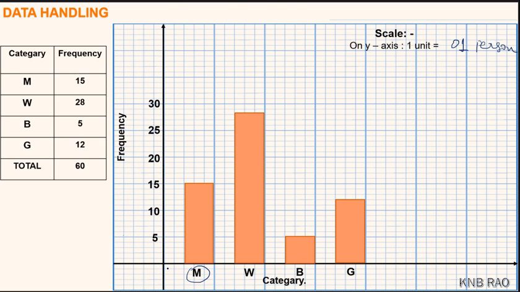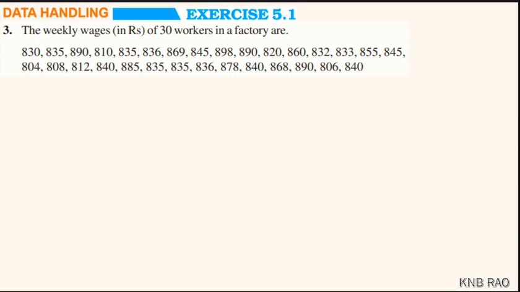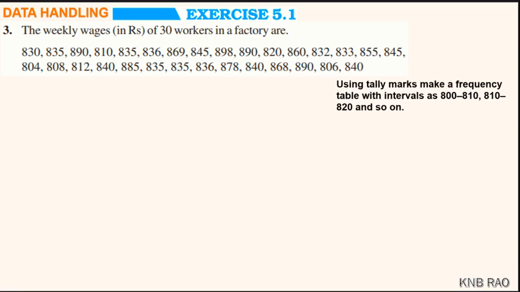Then let us go for the next question, question number 3. Here the weekly wages in rupees of 30 workers in a factory are given. There are 30 observations. We call them observations, and using this data, we have to use tally marks and make a frequency distribution table. And what is the minimum value here? If you observe, somewhere 804 is the minimum value.